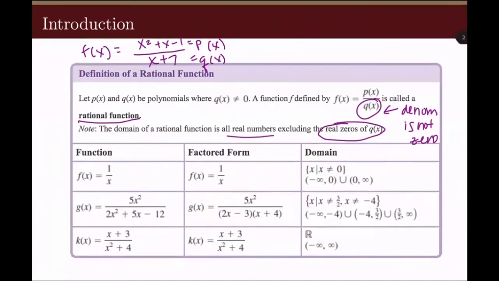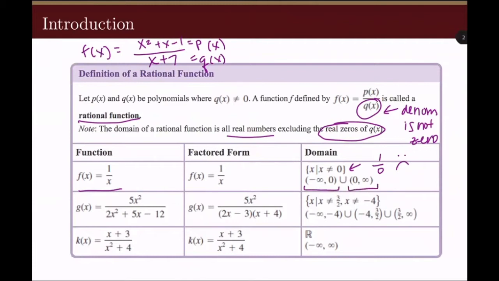So some examples, we have f of x is equal to 1 over x. It's already factored. And then its domain is it can't be 0 because then you'd have 1 over 0, which is a sad time. So that means our intervals are going to be from negative infinity to 0, union 0 to infinity.